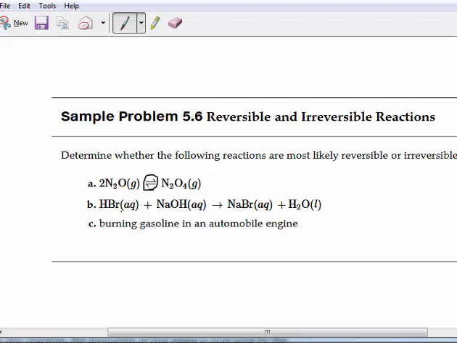The next equation, HBr plus NaOH, this is actually an acid and base reaction. The arrow is only in one direction. This is not a reversible reaction. As soon as these products form, they do not form reactants. And burning gasoline in an automobile engine, this is actually irreversible. The products of burning will not go back to form the gasoline.